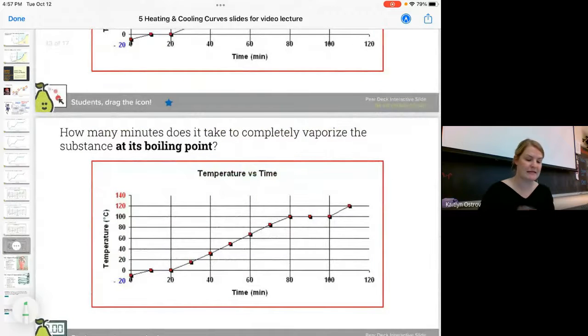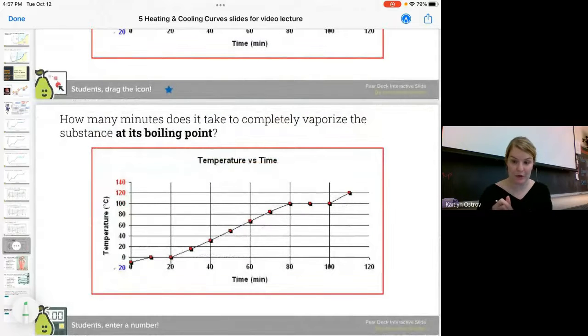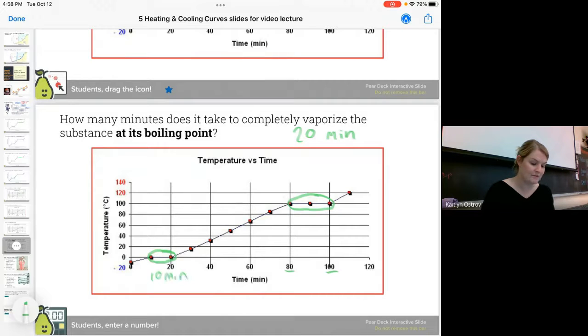And then how many minutes does it take to completely vaporize a substance at its boiling point? So this is going to be something that you need to take from a graph on like your future quizzes and tests. So this is where it's boiling. So how many minutes does it take for it to fully boil while it's at its boiling point? And in this situation, it took from 80 minutes to 100 minutes. So grand total of 20 minutes. You can see down here that at the melting point, it only required 10 minutes. And that's just because it doesn't require as much energy usually to melt something as it does to boil it. So you just need to like apply that heat over a longer period of time.